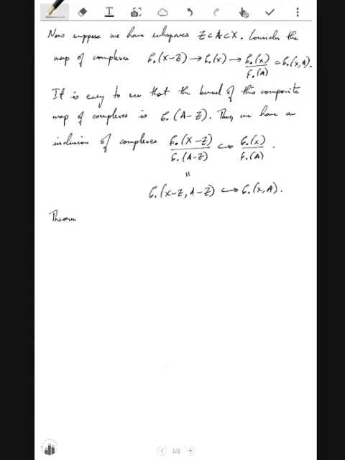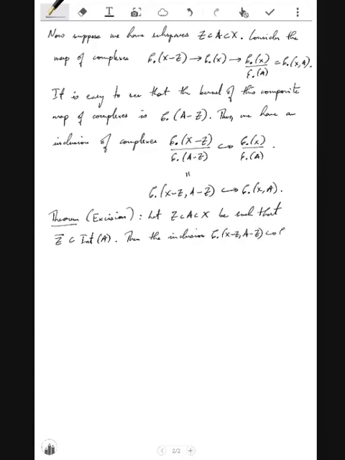And the first theorem we are going to prove is: let Z be such that the closure of Z is contained in the interior of A. Then the inclusion induces an isomorphism on homology. So let us prove this.